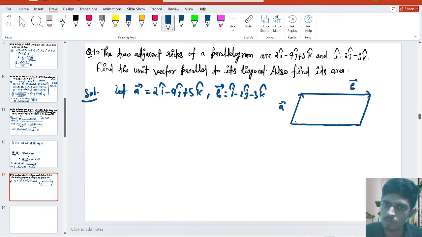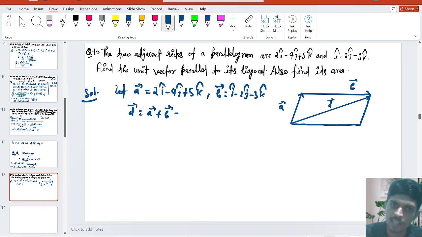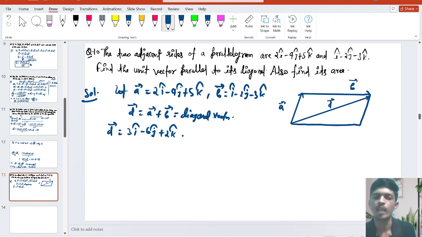So its diagonal is what? Simply the diagonal is here. So this is vector D, the diagonal. Vector D equals simply vector A plus vector B, adding for the diagonal. Simplify it here. Adding, 2 i cap plus i cap gives 3 i cap, minus 4 j cap minus 2 j cap gives minus 6 j cap, and 5 k cap minus 3 k cap becomes 2 k cap. Okay, so this is the diagonal vector.